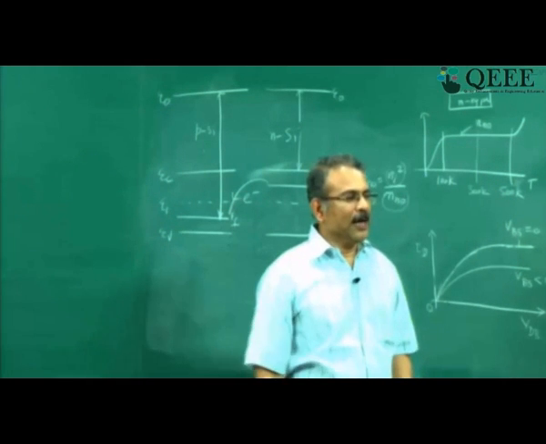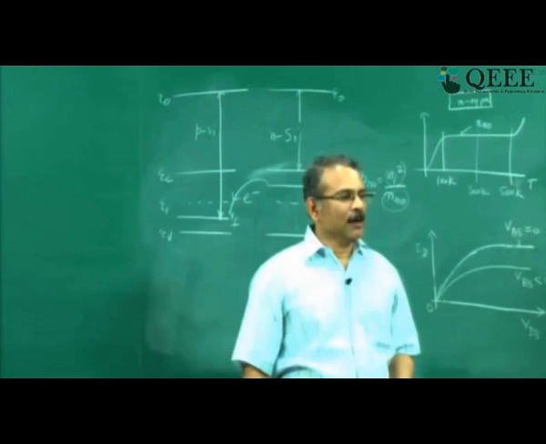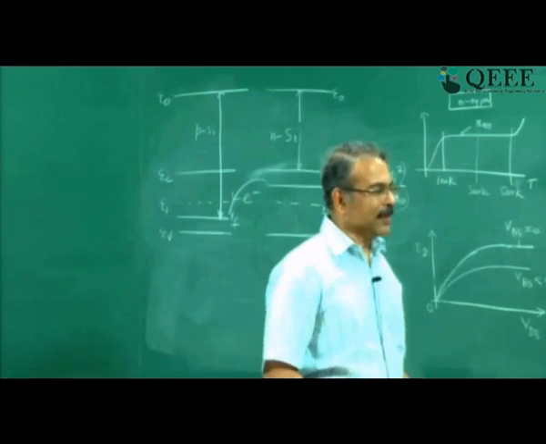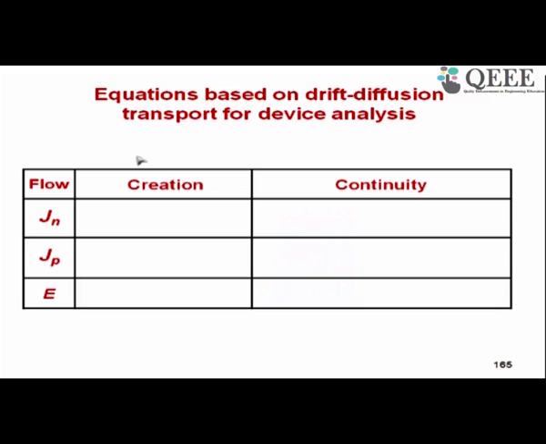Now let me quickly show you the equations that are used for device analysis. Normally we use 6 equations, but these 6 equations are related to the 3 types of flows, that is flow of electrons, flow of holes, and the electric field, which can also be regarded as a flow because all these can be represented using lines. So for each of these flows you have 2 equations, one that talks about creation of the flow and second which talks about conservation of lines or particles in the flow.